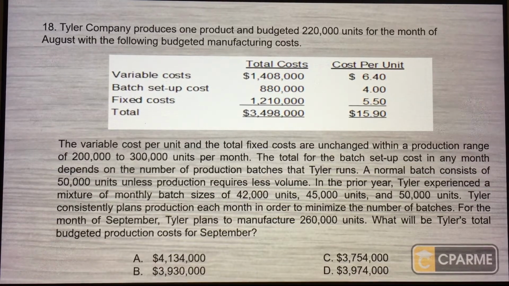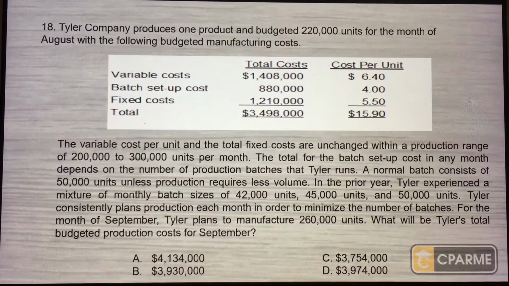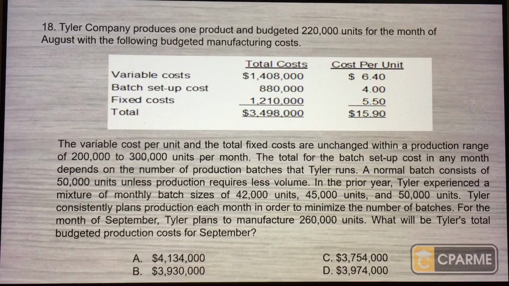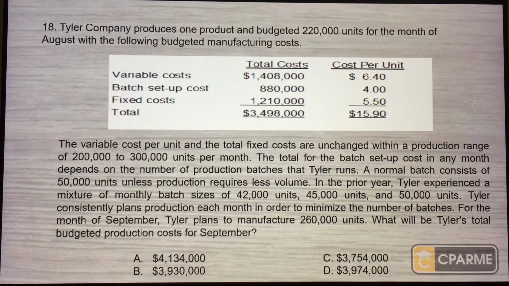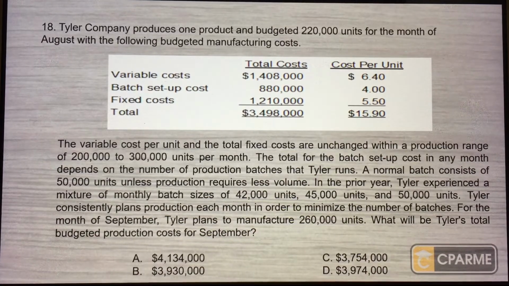So when we're going to use the batch setup cost, you will notice in the manufacturing cost that the total cost per batch setup cost is 880,000. Considering the impact and within the relevant range, the activity that we would use for the batch setup cost is the normal capacity, which is the 50,000. So for each batch, we should know how much will be the cost for it. Then Tyler consistently plans production each month in order to minimize the number of batches.